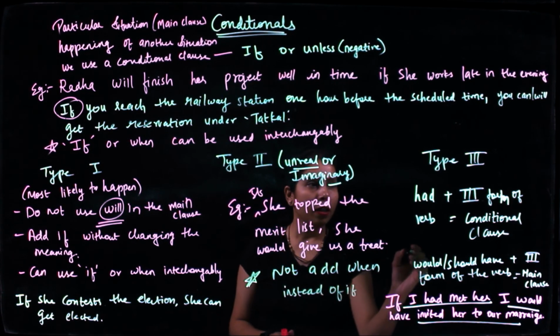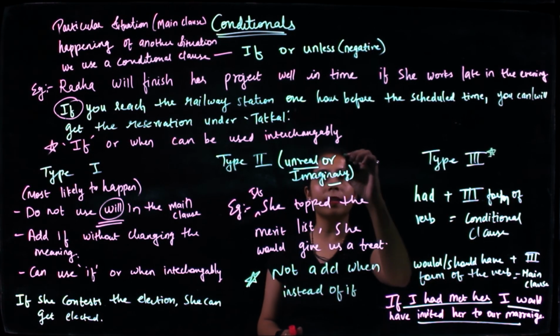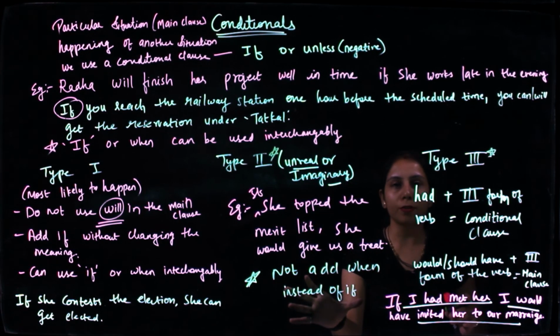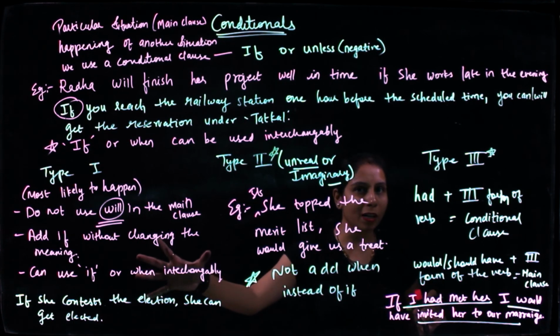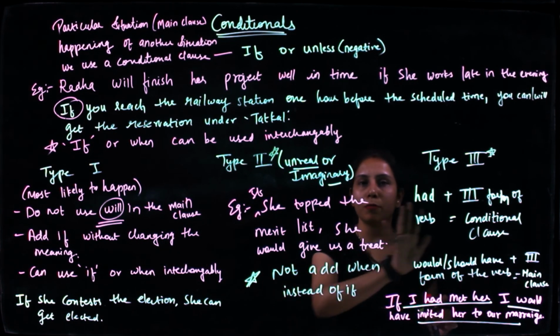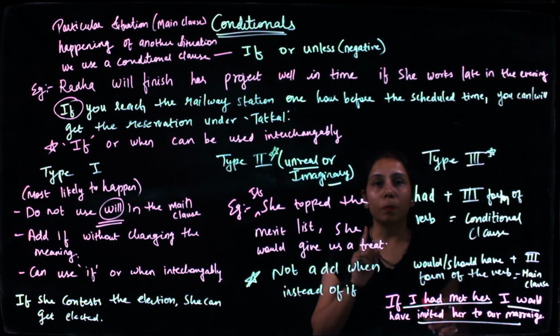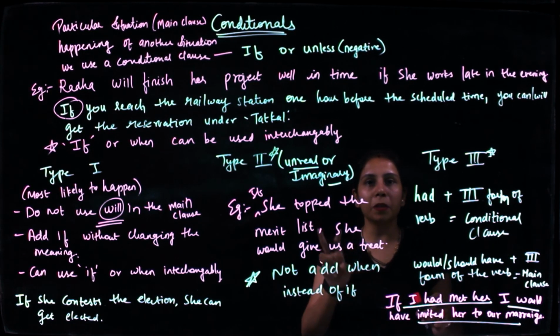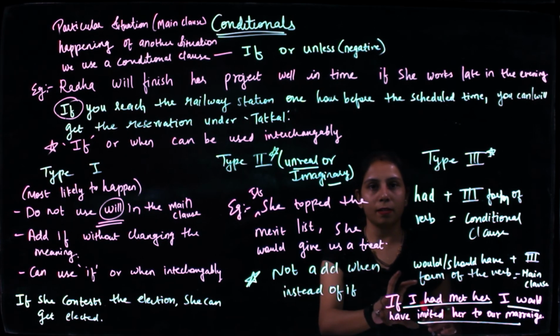So be careful. In both the cases, type 2 and type 3, you need to be careful that you need not add when instead of if. Only in case of type 1, you can add when. In type 2 and type 3, you cannot add. So be careful. Don't make any mistake because there are chances that people commit mistakes in these places.